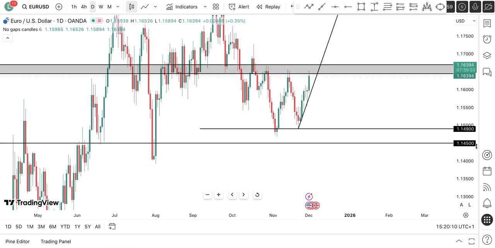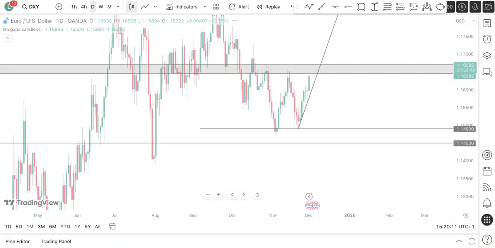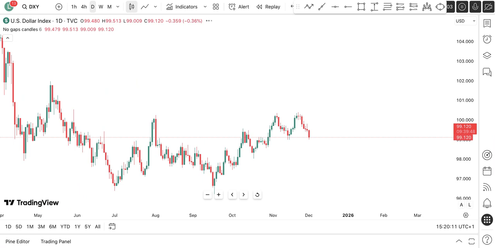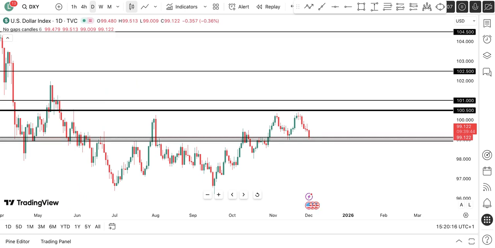1.14500. Now, we need the DXY to corroborate our story. This is how I met it, this is how I would use it, right? You have to understand that you have to use what you've met, or what your mentors have told you, right? You cannot come and change it, right?